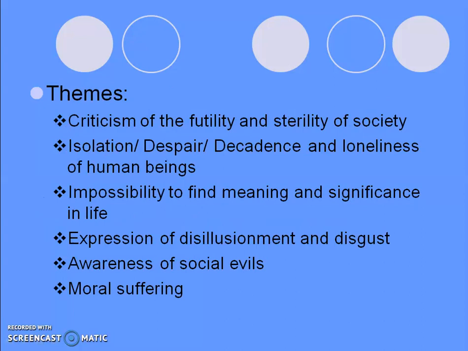Which are the main themes that were dealt with in modernist literature? There was a criticism of the futility and sterility of society. It was a time of great consumption and materialism. Most literary texts depicted human beings that felt isolated, lonely, and in despair. There were human beings in search of the meaning and significance of life, and it was impossible for them to find it. There was an expression of disillusionment and disgust, and an awareness of social evils and moral suffering. So, in general, these are most of the themes the literary texts dealt with.